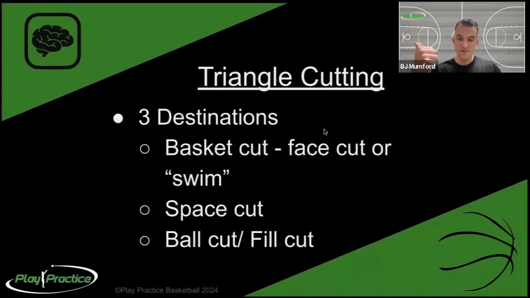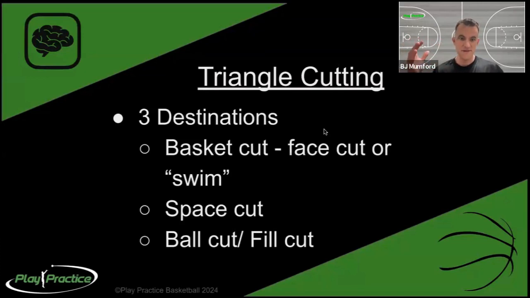We can cut from the basket towards space, which by my definition is both away from the basket and away from the ball to get maximal space. And then the third one is to cut toward the ball, what we'd call a ball cut, what's more commonly called a fill cut. We're filling space between us and the ball as we're running back toward the ball. And no matter what angle or space you're operating on the court, I've thought about this a lot, and there's only these three things that you can cut toward, which greatly simplifies the whole idea of cutting.